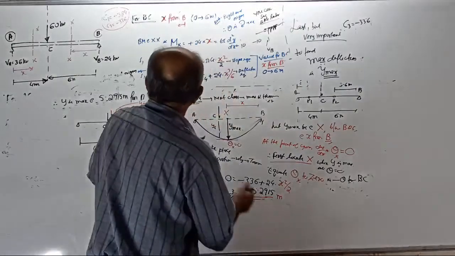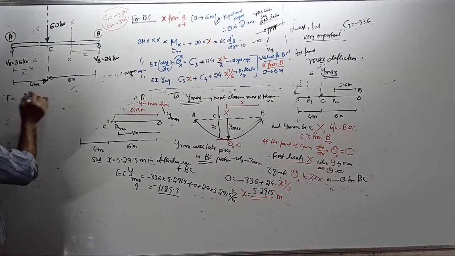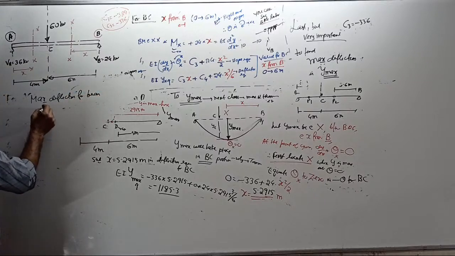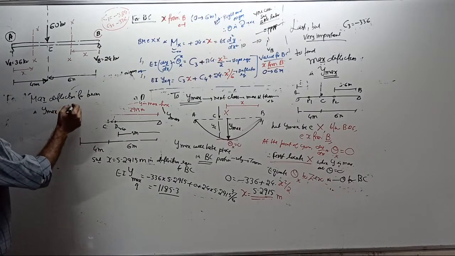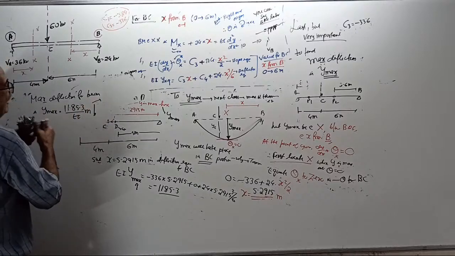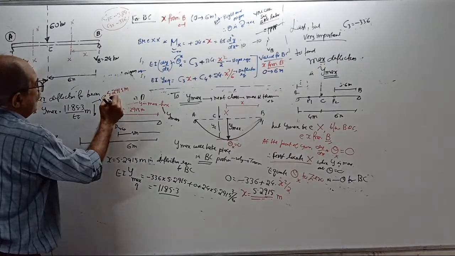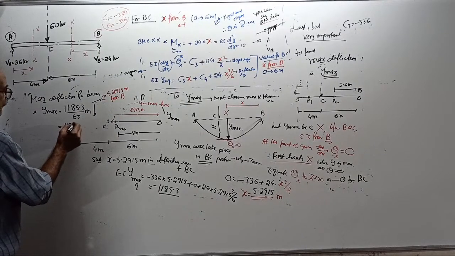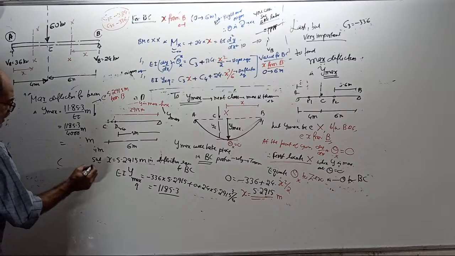Okay. Therefore, I will close the question now. Therefore, the maximum deflection for the beam, that is y max, equal to 1185.3 by EI meter downwards, where at 5.2915 meter from B, or equal to 1185.3 by 40,000 meter. You write in meter or convert to millimeter.